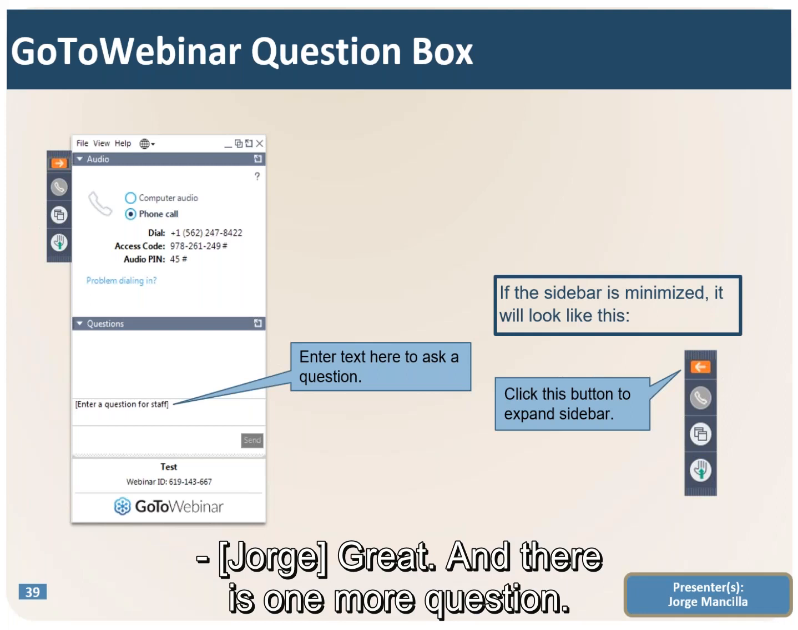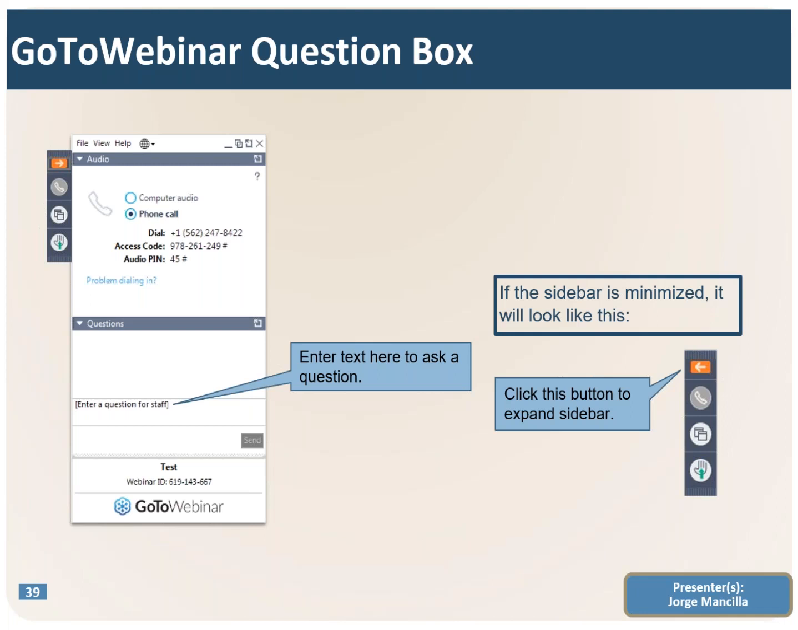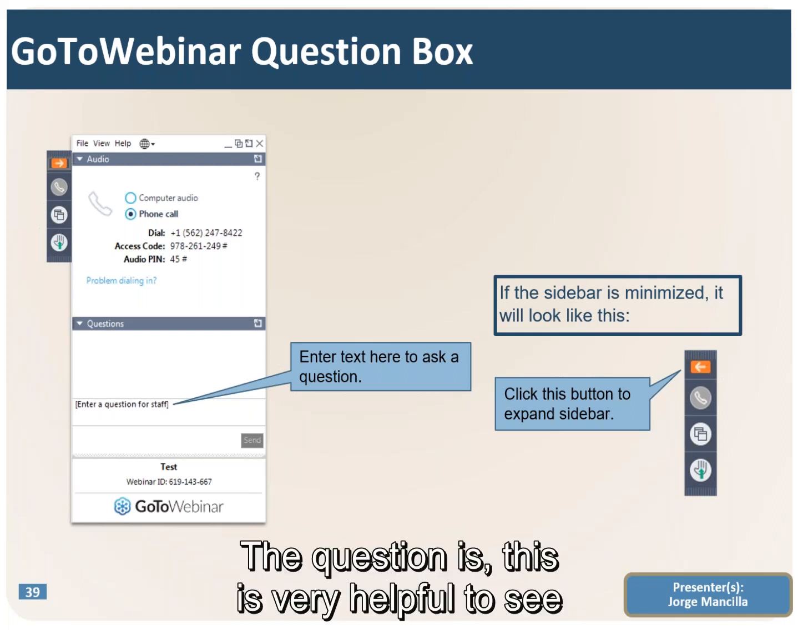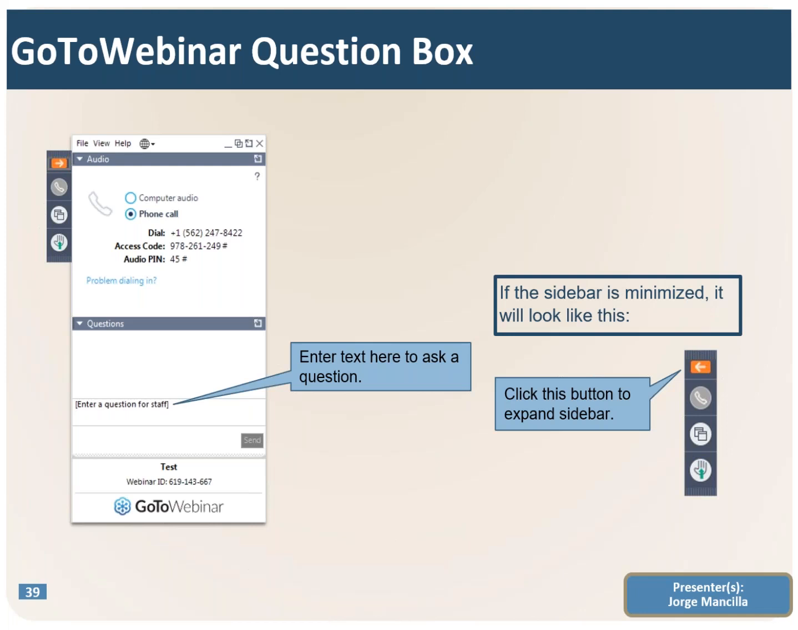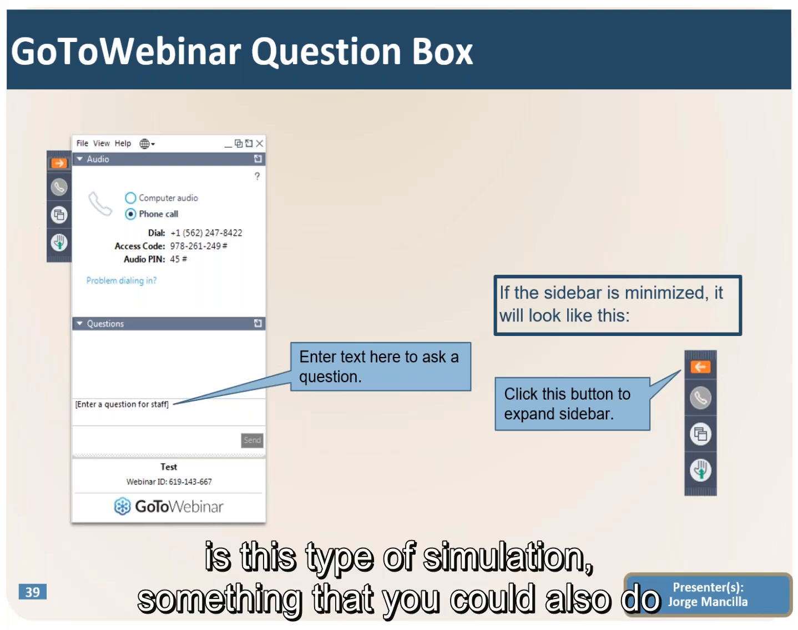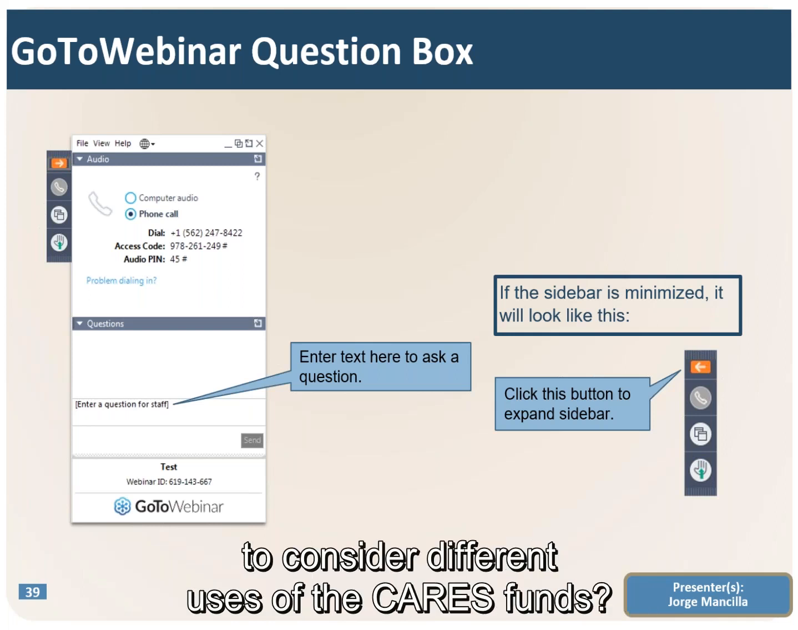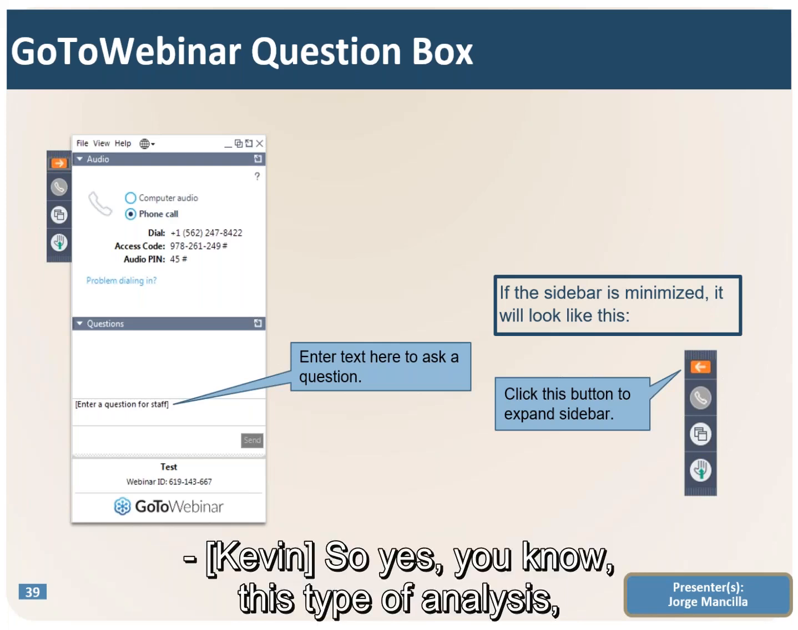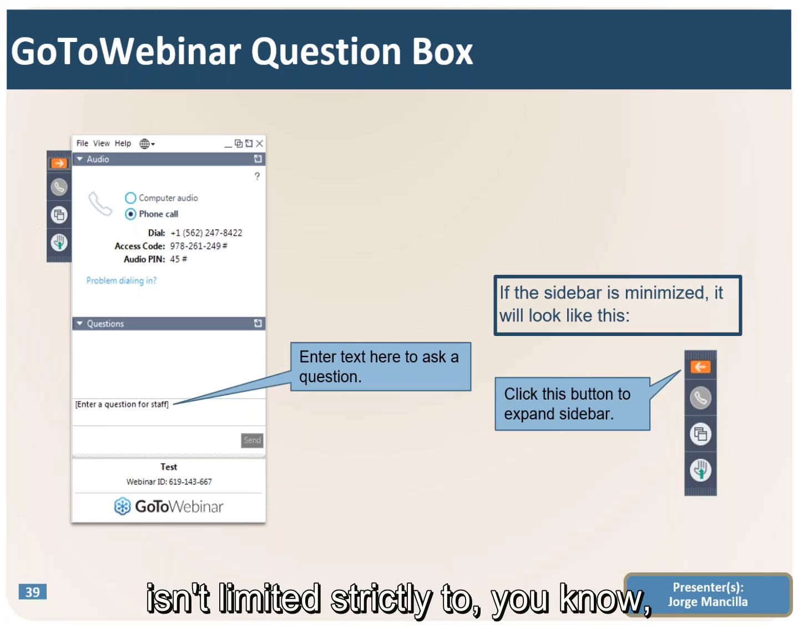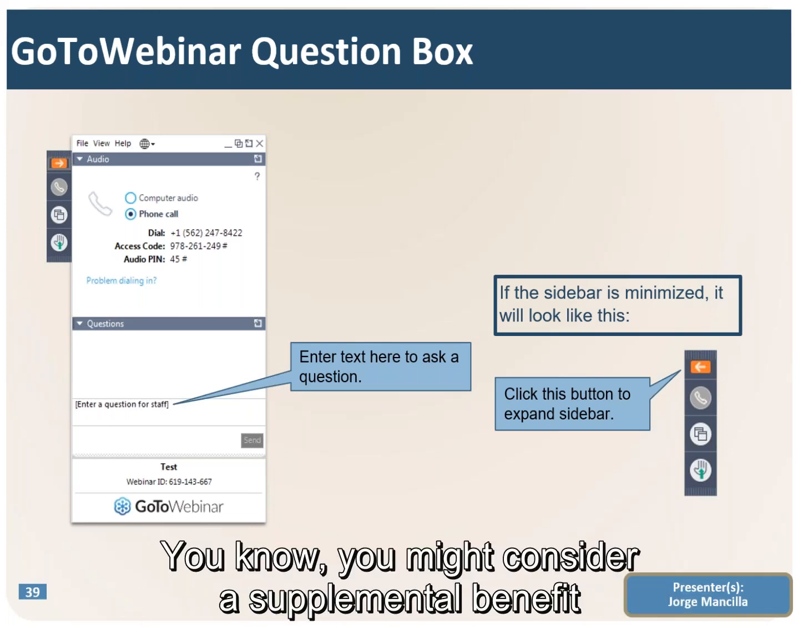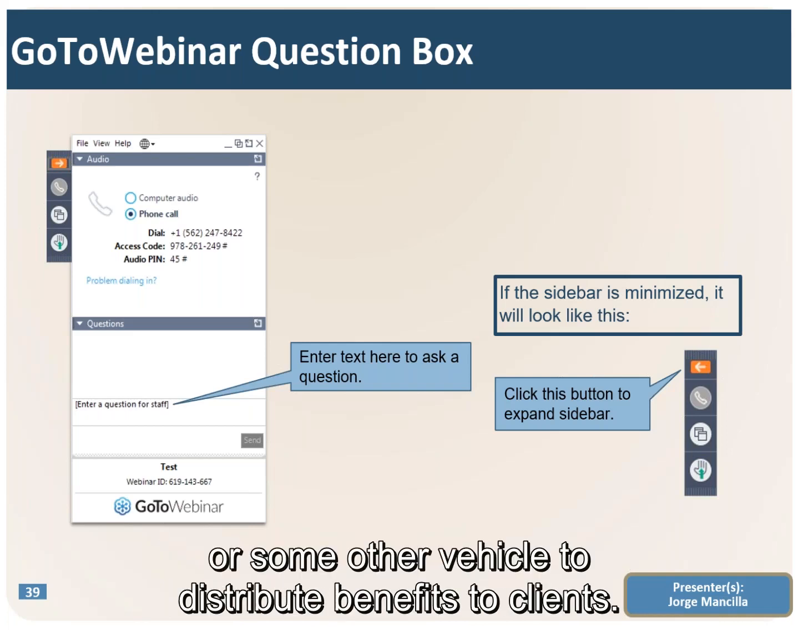Great. And there is one more question. The question is, this is very helpful to see. Is this type of simulation something that you could also do to consider different uses of the CARES funds? So yes, this type of analysis isn't limited strictly to how you might change your benefit matrix. You might consider a supplemental benefit through CARES Act or some other vehicle to distribute benefits to clients.